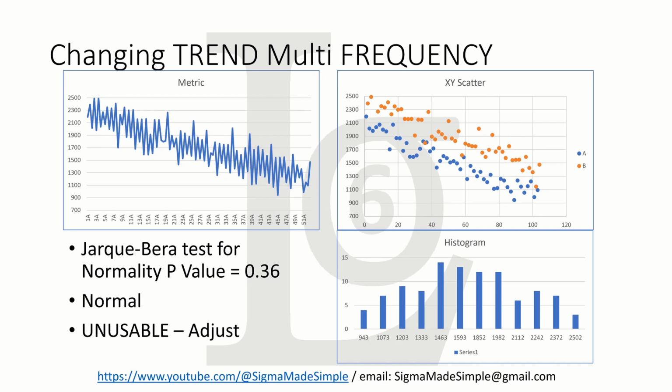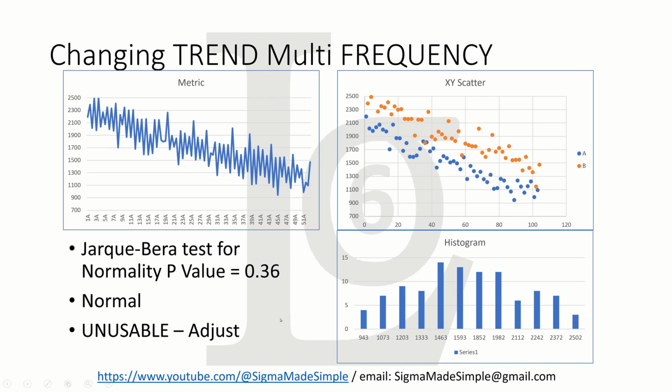So here's an example of a changing trend set of data with multi-frequency. Notice how the line graph in the upper left is trending down and has that sawtooth pattern that we saw earlier. The XY scatter has determined that shift is what's causing our multi-frequency, and each shift should be a unique set of data. So the histogram is not too odd looking due to the changing trend and the added range from the multi-frequency. See, it doesn't look too bad.